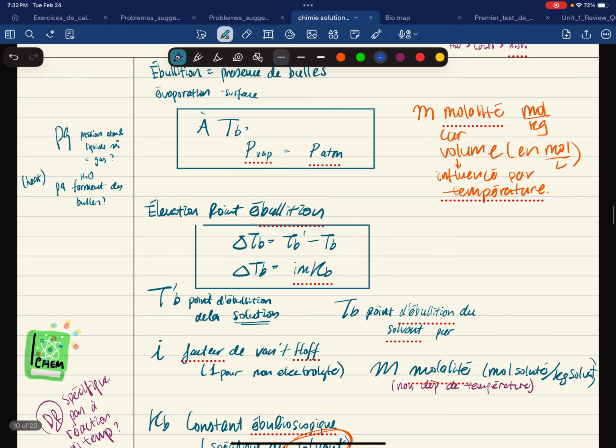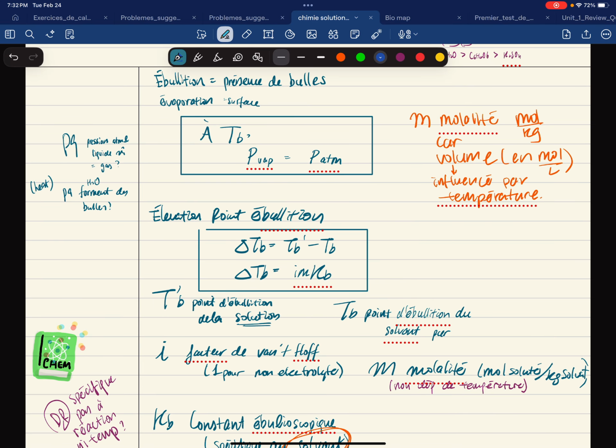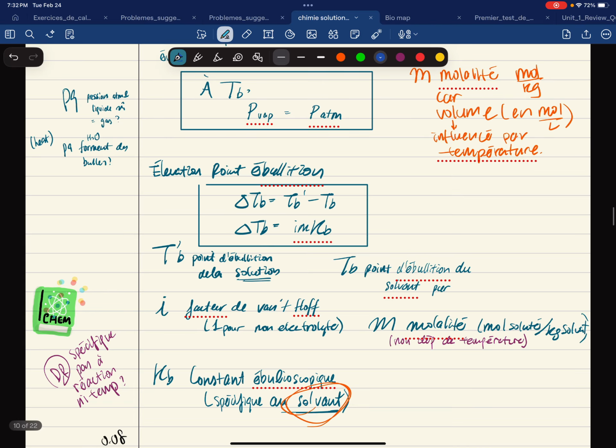Now this one is the boiling point, TB prime. It's the point where the vapor pressure has to equal the atmospheric pressure. So that is at 1 atm, at sea level. But if you go up a mountain, for example, the pressure will be much lower, so there is pressure and temperature, and it will go up like that. That's the boiling curve of water.